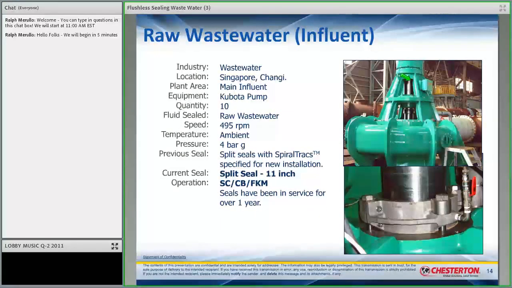Here's another influent pump, very large pump. Now, what's interesting is this particular customer decided to use a split mechanical seal with the active spiral track technology in this particular service. And the reason is they did not want to use a flush if they could avoid it. Now, in this case, they didn't completely not use the flush, but just like the device is used with packing, if you use a device with mechanical seal, you can reduce the amount of flush that you're using.